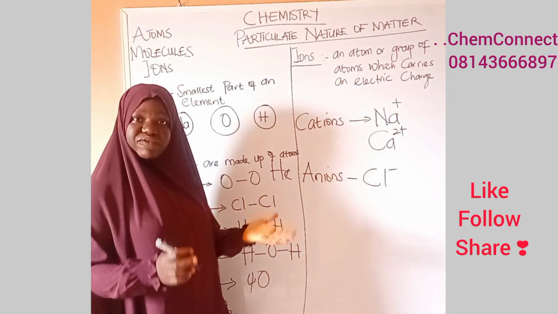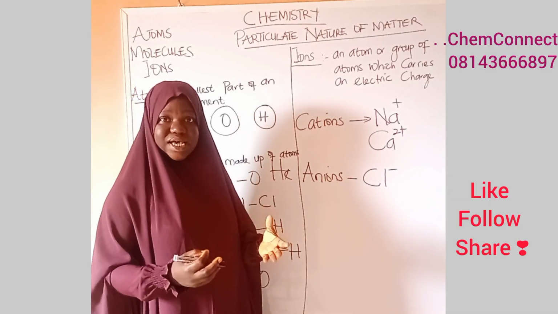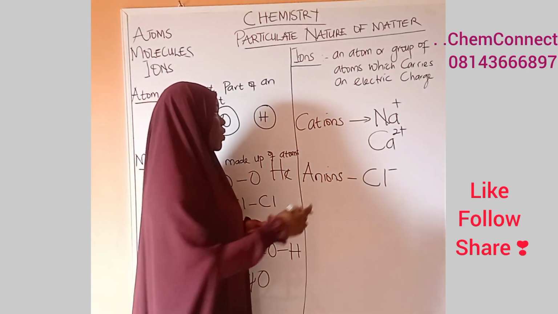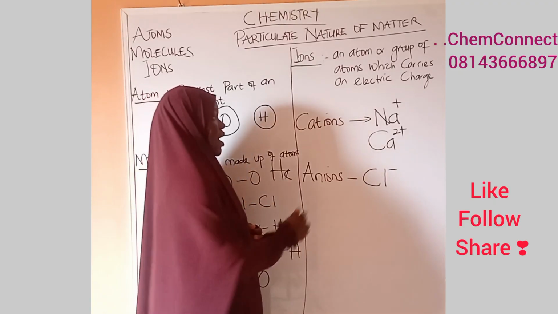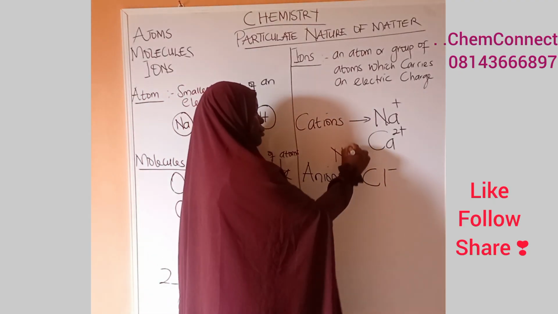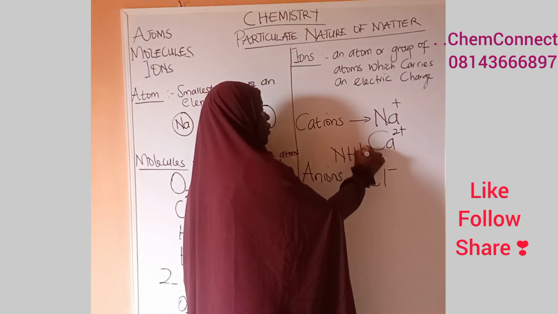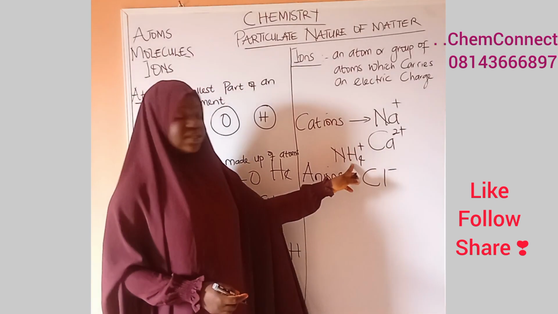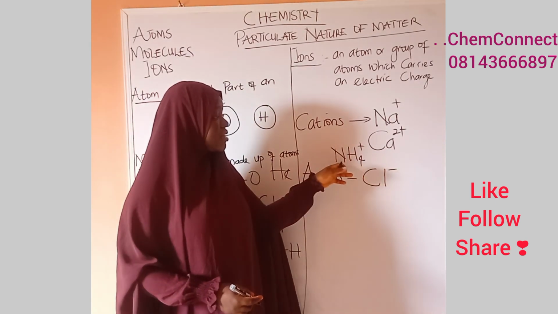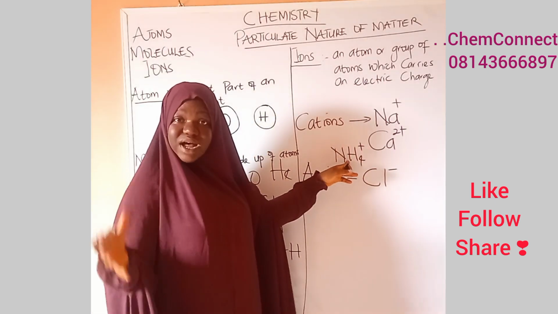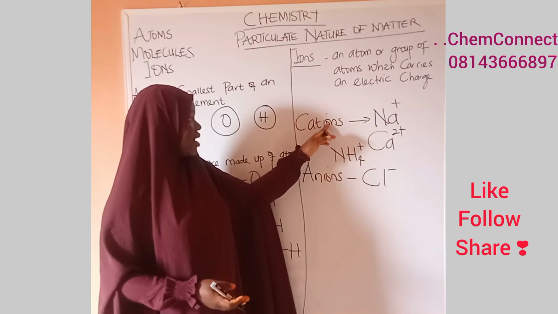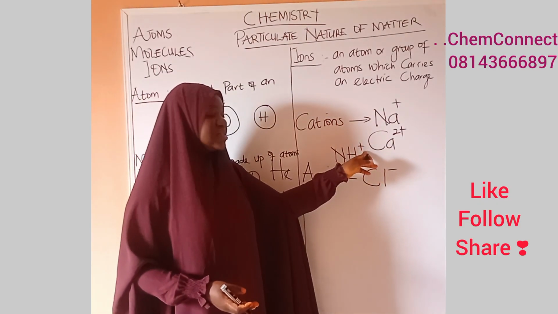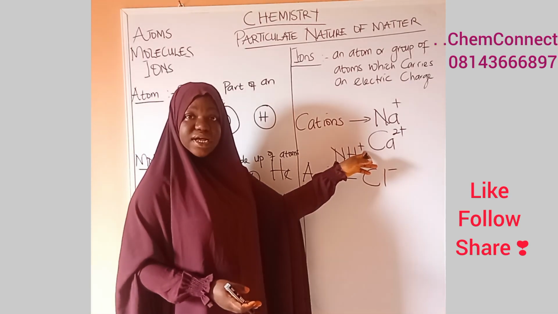Now, when there is a group of atoms, we call them radicals. So we have radicals that are cations, that is, they have positive charge. An example is ammonium, NH4+. This is a radical. Remember we said a radical is a group of atoms that carries charge. It's a radical and it is a cation because it has positive electric charge.